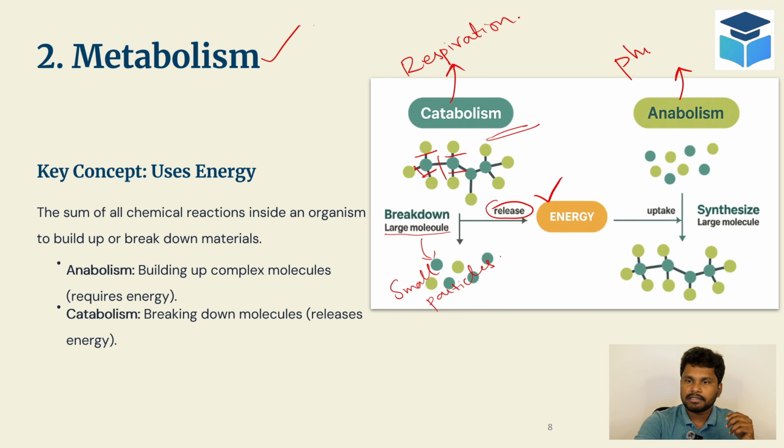Next, homeostasis. Maintaining constant internal conditions is known as homeostasis. For example, the environment outside you might get cooled or it might get heated up. That is the best example we can take to explain homeostasis.